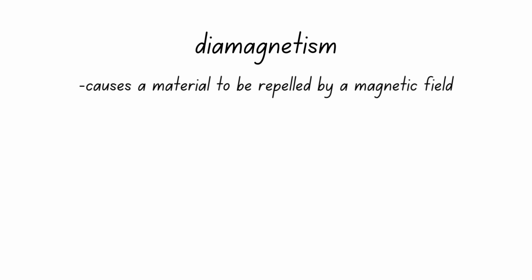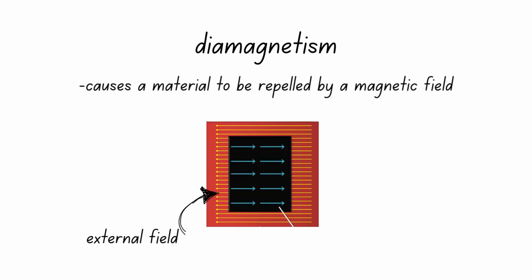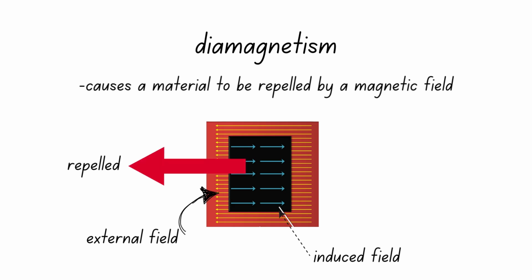Diamagnetism is the property of materials that causes them to be repelled by a magnetic field. When an external magnetic field is applied, it induces a magnetic field in the opposite direction within the material, resulting in a repulsive force. Diamagnetic materials have no unpaired electrons, leading to a net magnetic moment of 0.